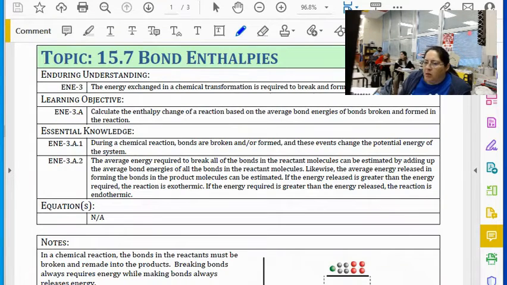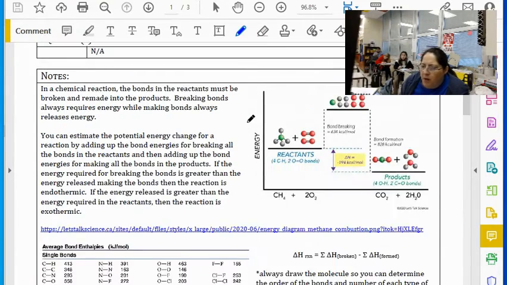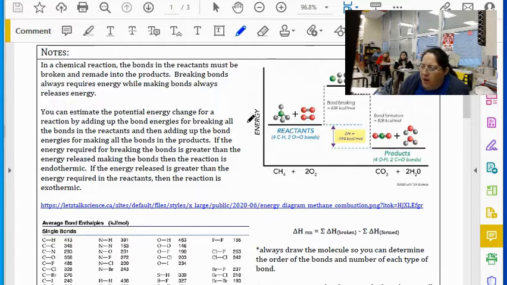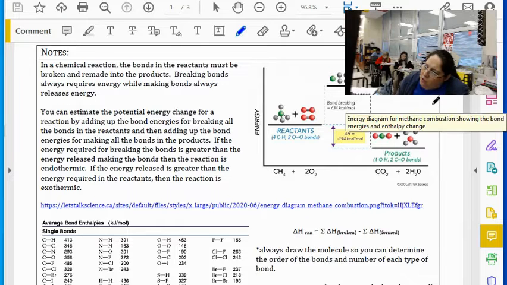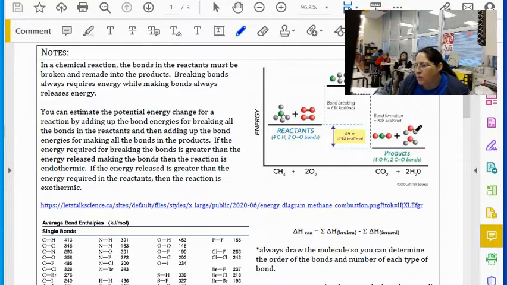All right, today we are going to focus on something called bond enthalpies. Bond enthalpies are bonds that are broken in our reactants. We have some sort of activation energy that's involved, and then we reform them as products. If our reactants have more energy than our products, what type of reaction is it? Exothermic. If it's the reverse of that, then it would be endothermic.